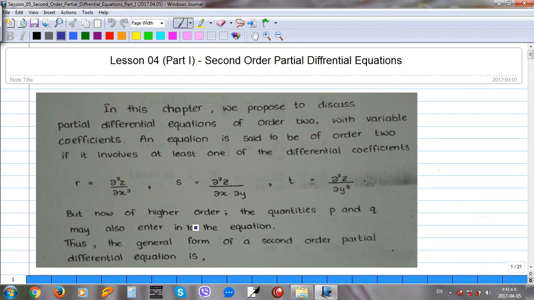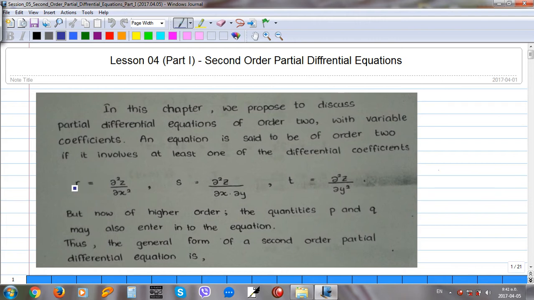MAT 3531 Differential Equations 2, Lesson 4 Part 1: Second Order Partial Differential Equations. In this chapter we discuss second order partial differential equations with variable coefficients. So first of all we have to know about these notations.